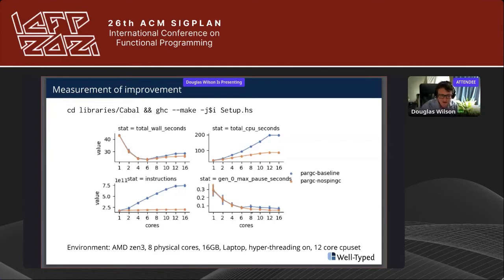So this is a little bit of a dubious statistic, looking at the maximum pause for a given run and then averaging it over 5 times. But you can see that it does marginally get better. It's about half what the old version is for these larger core counts.